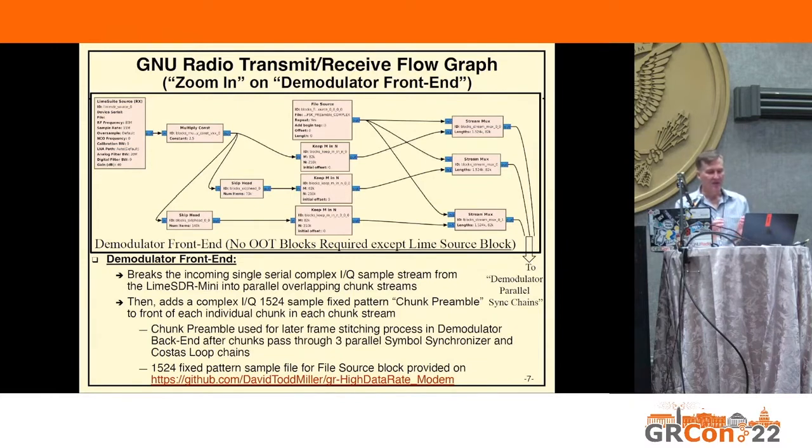And then what it does is it adds a 1524 sample fixed pattern chunk preamble. And I'll talk about the chunks in more detail in the later charts. And the chunk preamble is added to each chunk so that I can go ahead and restitch these streams back together again. The chunk preamble is a key part of that. It has a marker in there to identify the different chunks downstream. That 1524 fixed pattern of samples is also on the GitHub site. And you could plug that into the file source block at the top of this flow graph in the middle.